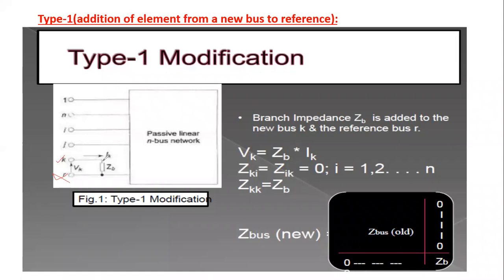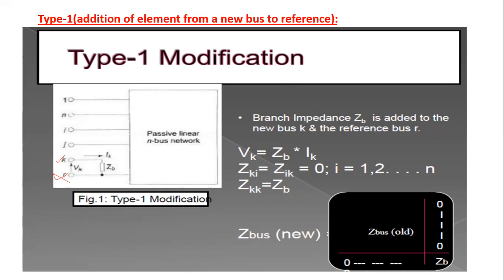The element is added in between the new bus and the reference bus. Therefore, K is the new bus and R is the reference node. This is the type 1 modification diagram. What is meant by type 1? Type 1 means the element is added between the new bus and the reference. New bus is K and reference is R. Then it is called the type 1 modification.